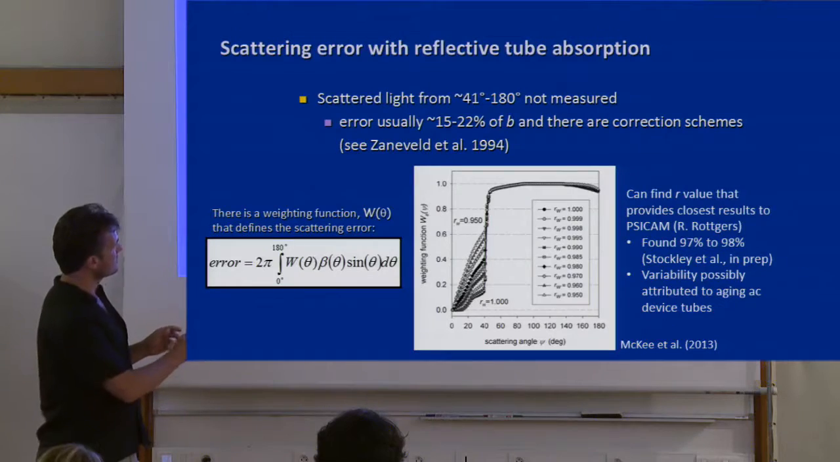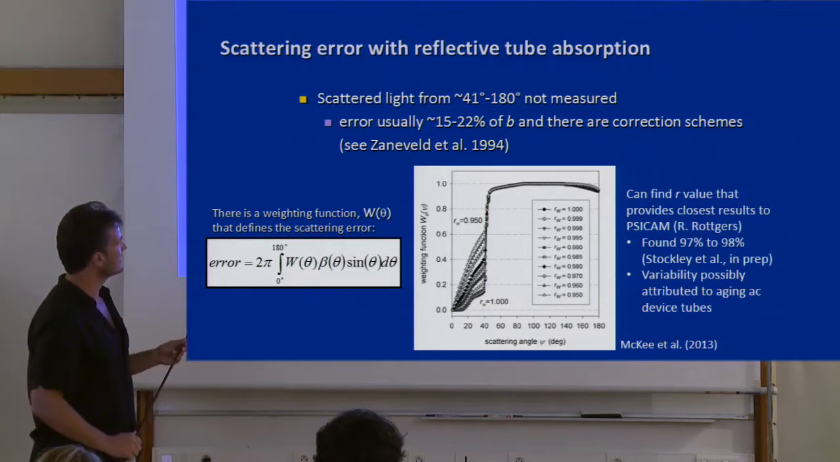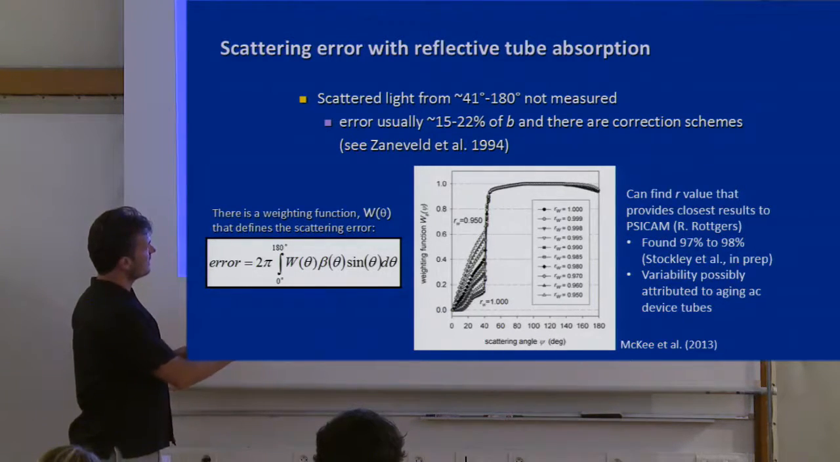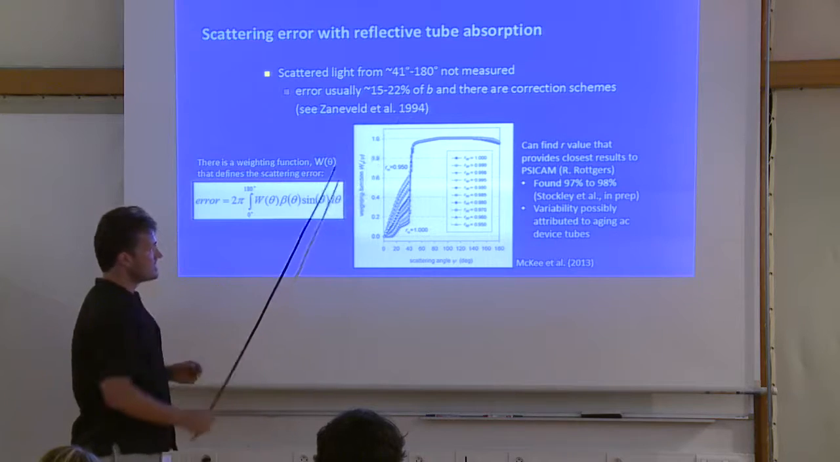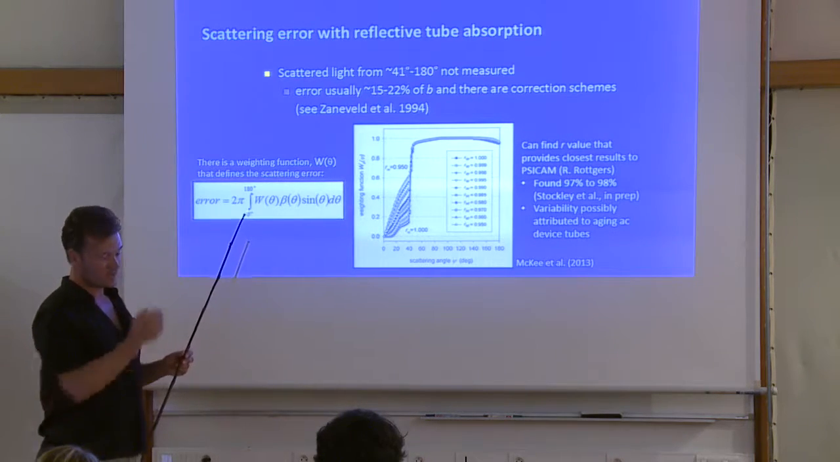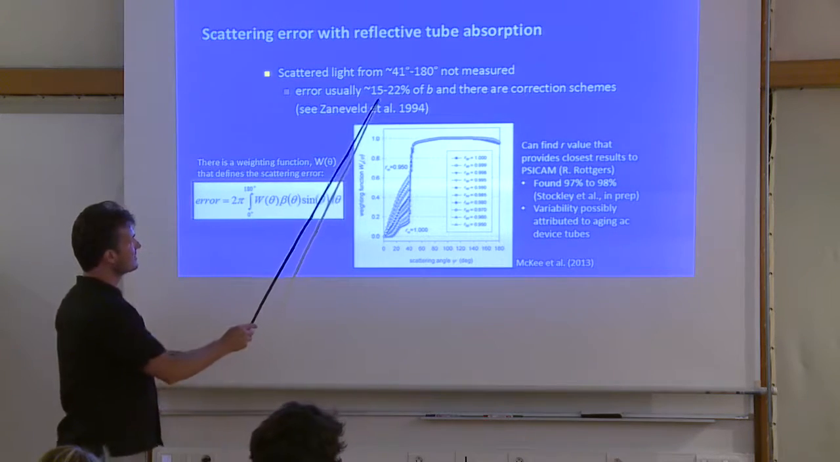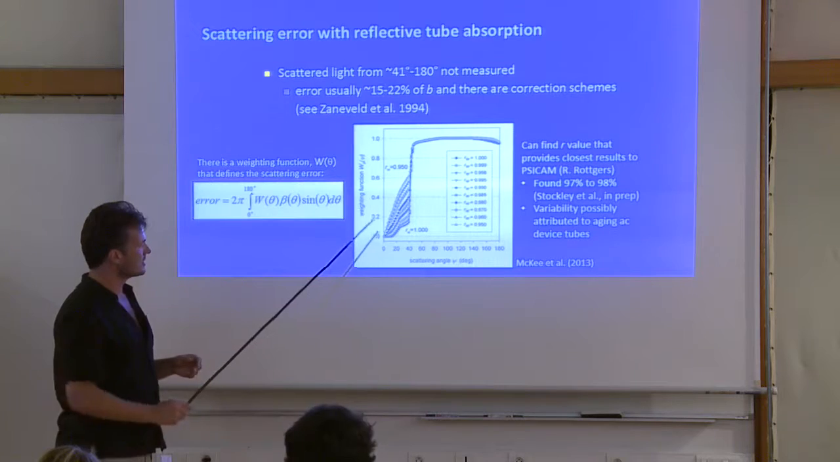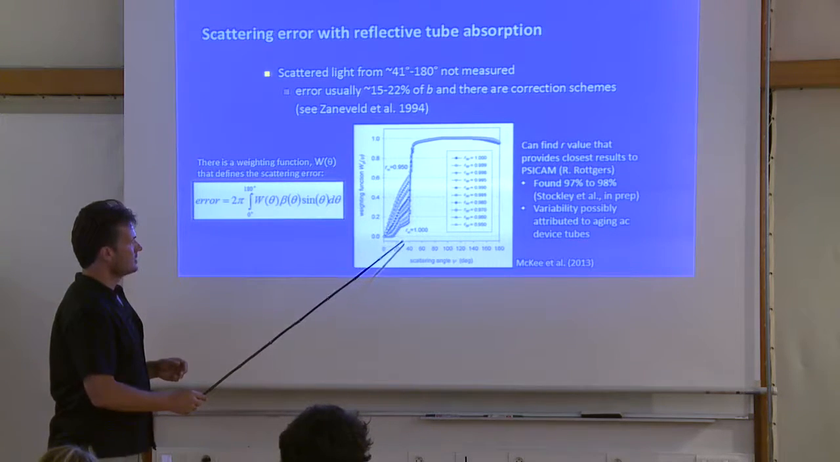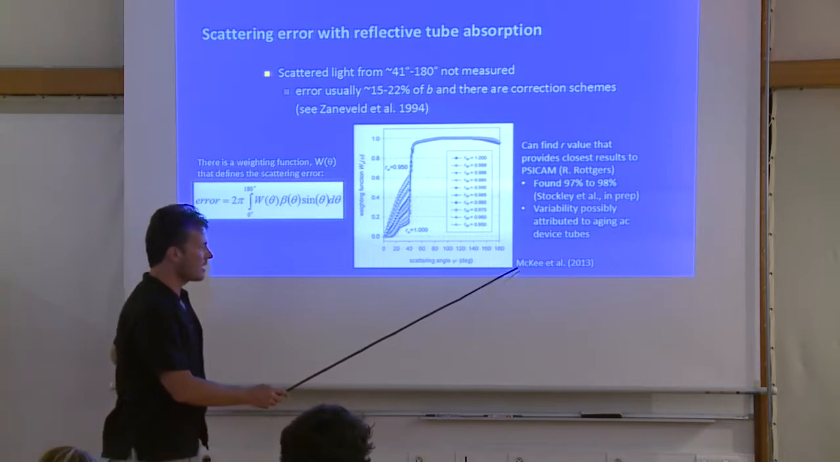And there are corrections that Ron et al. developed to correct for that scattered light. Typically, we think the error is about 15 to 22% of B, which, if you think about the volume scattering function going out to 41.7 degrees, seems a lot more than it should be, and it's because of this. These are weighting functions for that scattering error that were actually modeled in McKee et al.